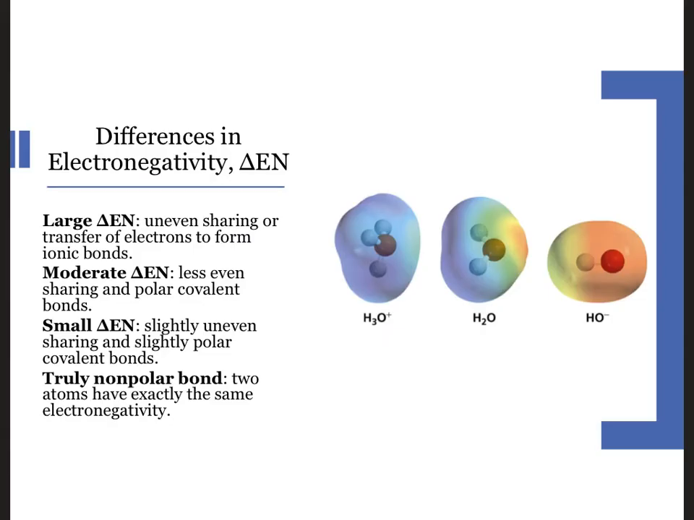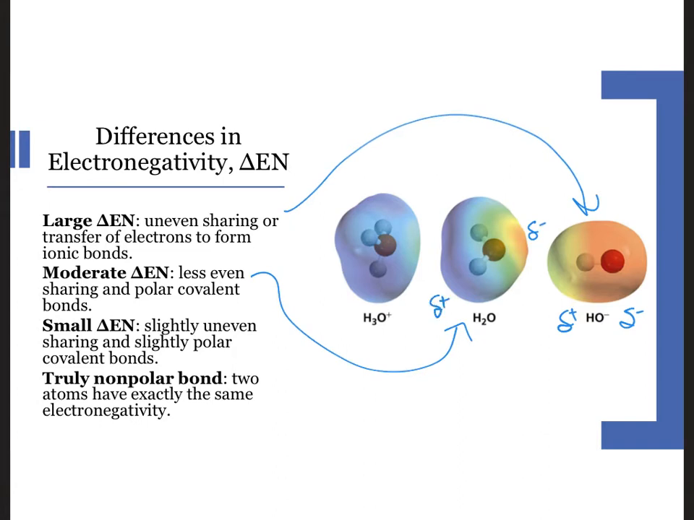Large differences in electronegativity, delta EN, between atoms indicate uneven sharing of electrons and perhaps even the transfer of electrons to form ionic bonds. Moderate delta EN values indicate less even sharing and polar covalent bonds, where the most electronegative element is always the negative pole. Small delta EN values are associated with slightly unevenly shared electrons and slightly polar covalent bonds. The only true nonpolar bond exists when the two atoms have exactly the same electronegativity.